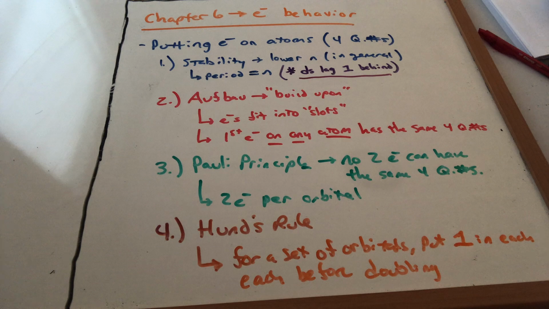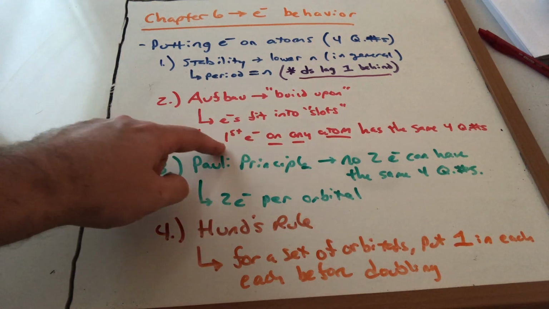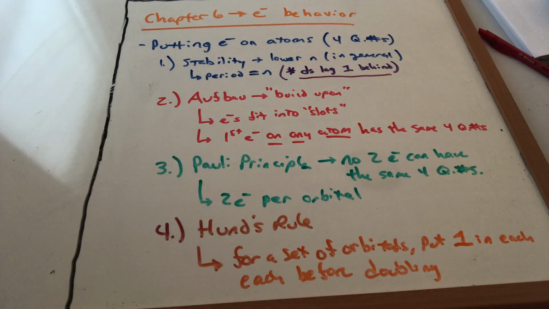The first electron has a set of quantum numbers for every single atom. It always has the same set. And you could say this about any electron. I just used the example of the first here.